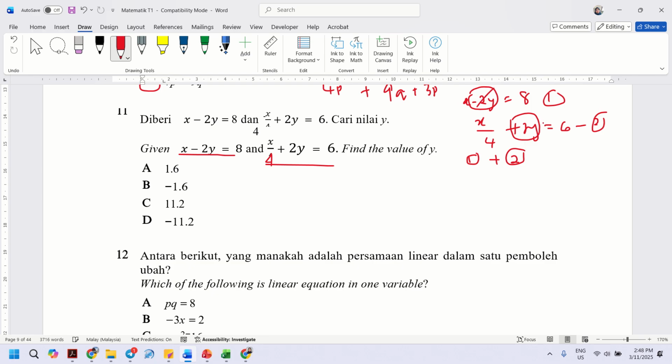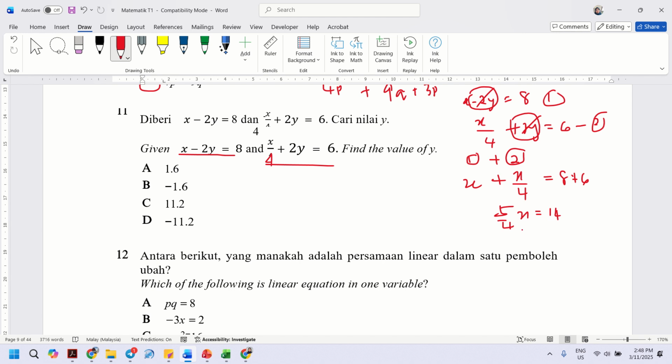When you add up, the y is eliminated, so you simply have x plus x over 4, and then 8 plus 6. x plus x over 4 becomes 5 over 4 x, equal to 14.